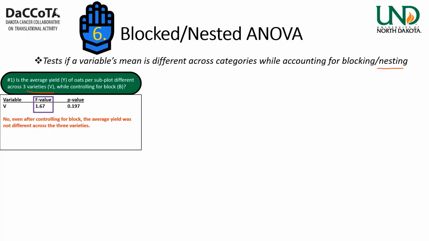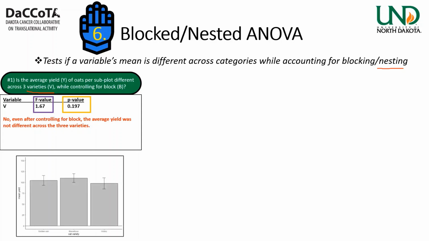The important part is that this was not significant. So even after controlling for block, the average yield was not different across these different varieties. Victory was not different from Golden Rain, which was not different from Marvelous. Despite these great oat variety names, they were not different.